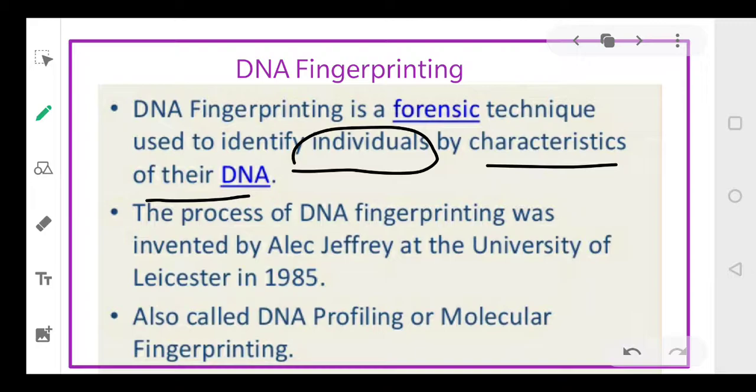Now this DNA fingerprinting was invented by a scientist named Alec Jeffreys, who belonged to the University of Leicester, in 1985. He discovered this technique, and it is also called DNA profiling or molecular fingerprinting. DNA fingerprinting is a very common name; as I told you, even a common person understands what DNA fingerprinting means. But it is also known as DNA profiling or molecular fingerprinting, right, everyone?